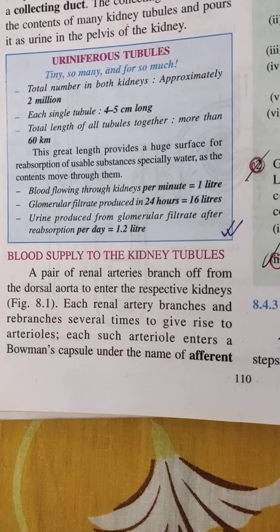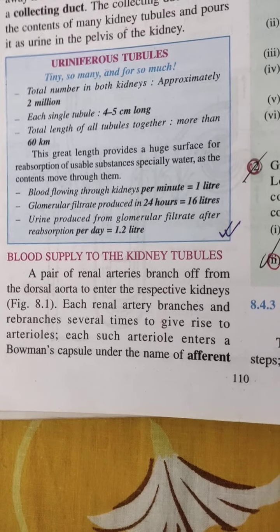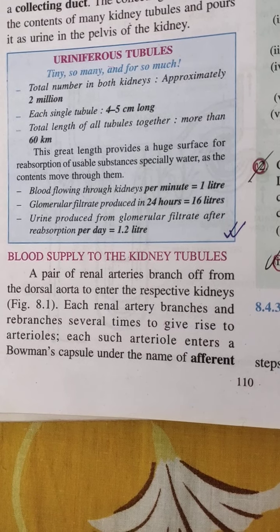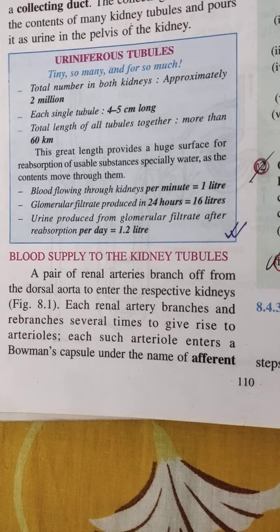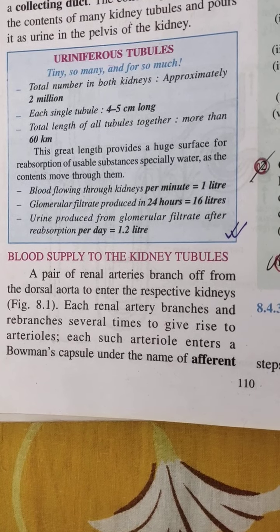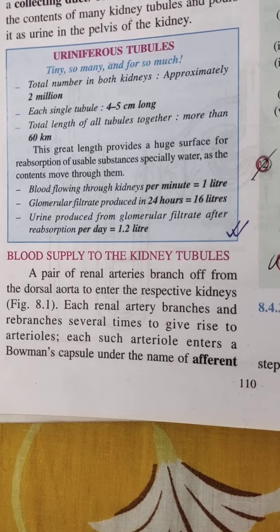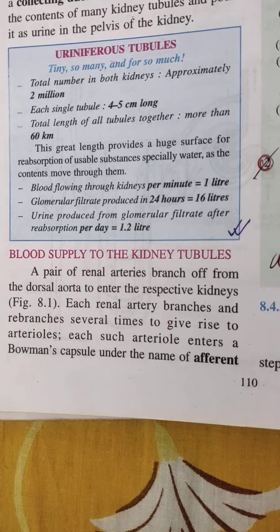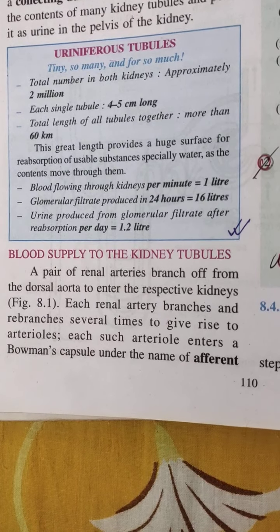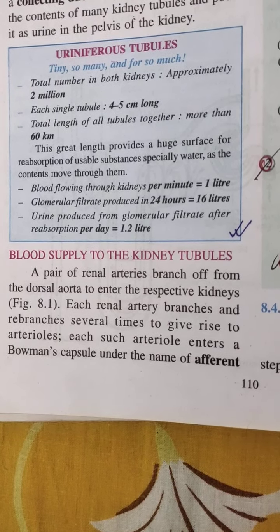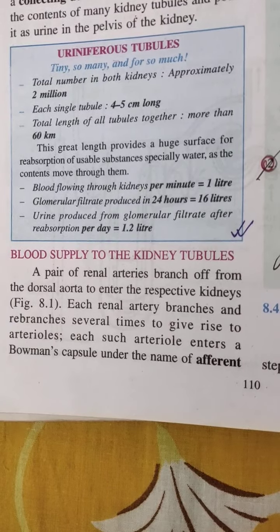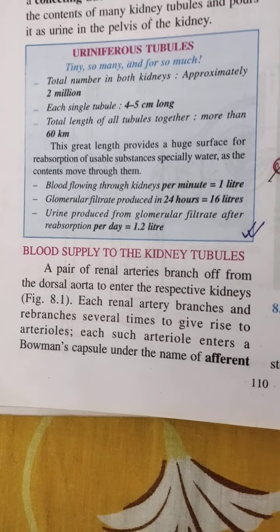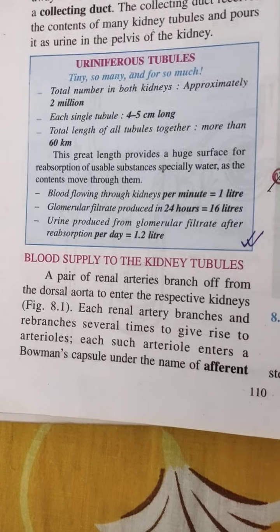Each renal artery branches and rebranches several times to give rise to arterioles, that is small branches. Each such arteriole enters a Bowman's capsule under the name of afferent arteriole. This afferent arteriole breaks into a number of capillaries which form a knot-like mass known as glomerulus that closely fits inside the Bowman's capsule. Now, we'll look into a diagram for this.